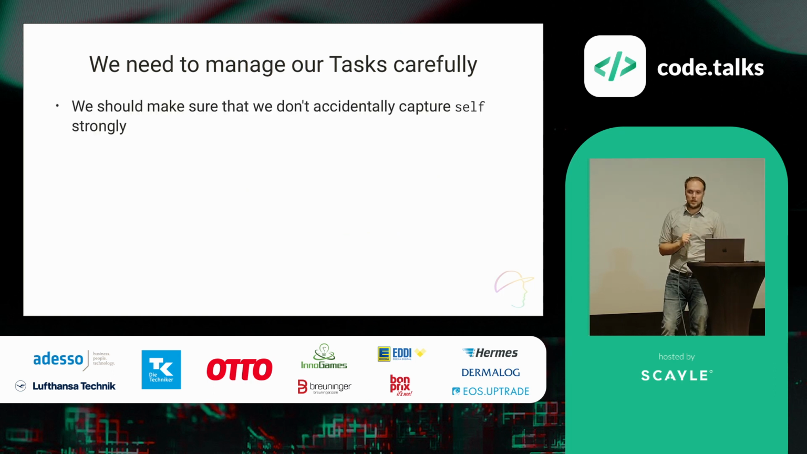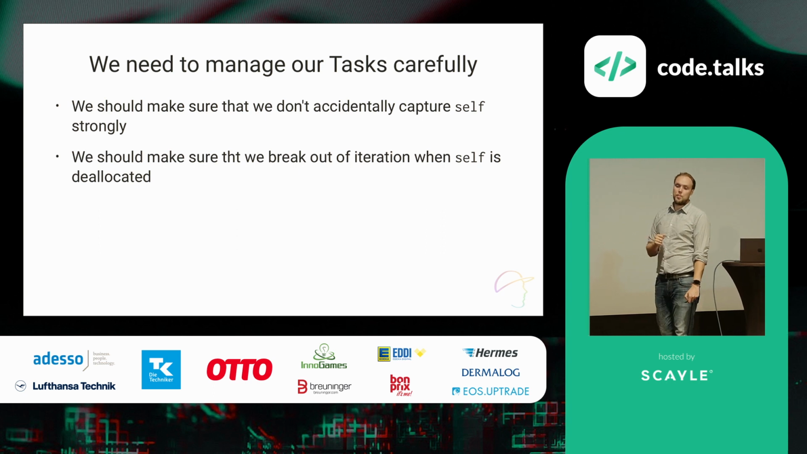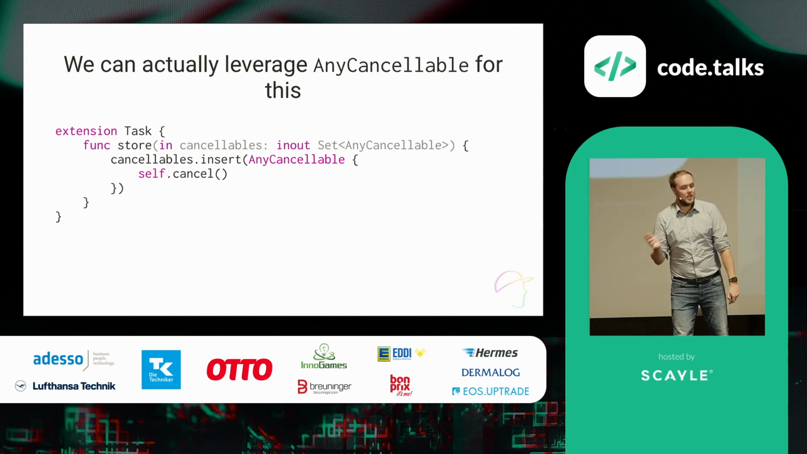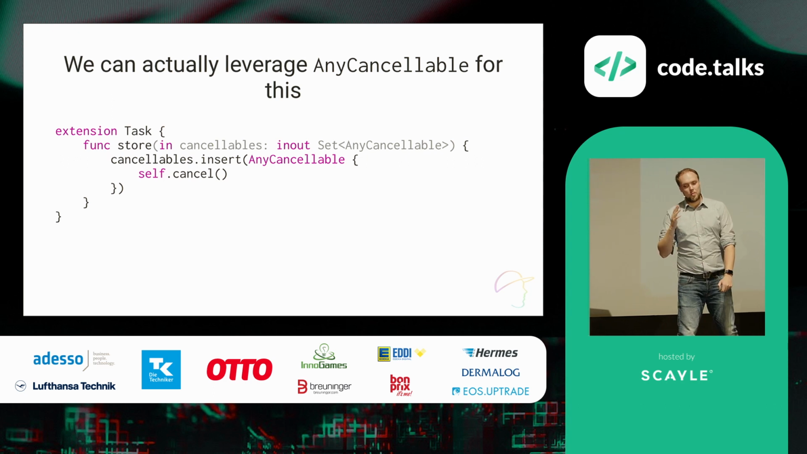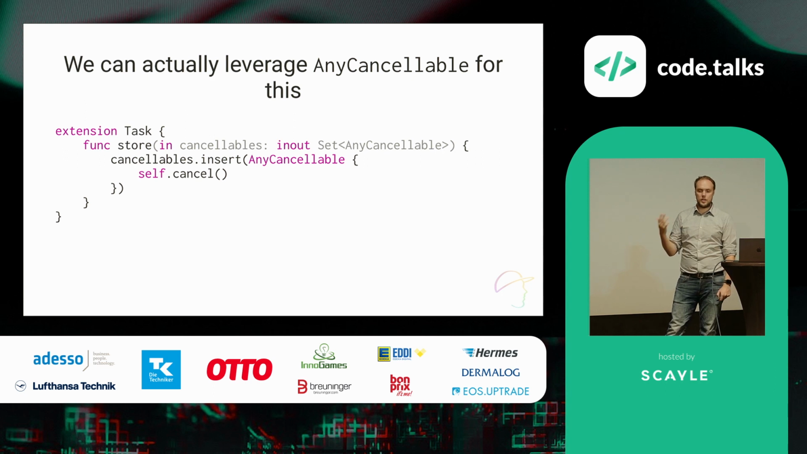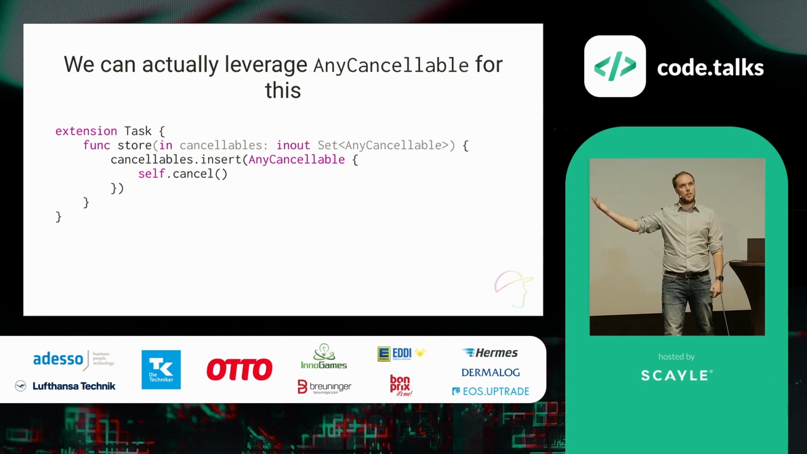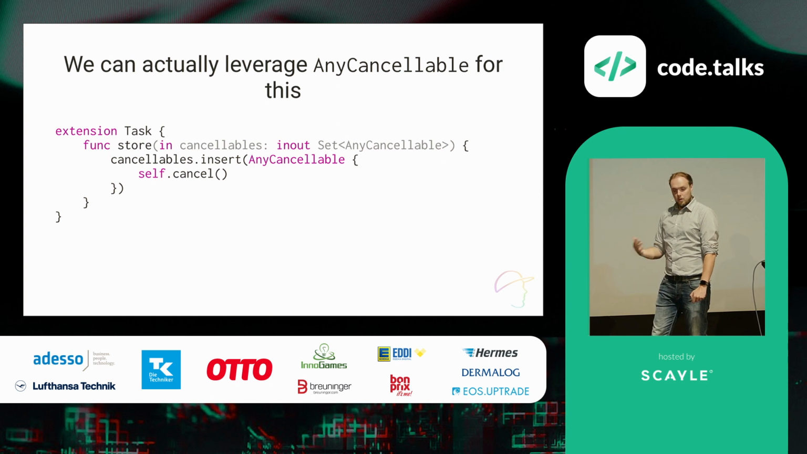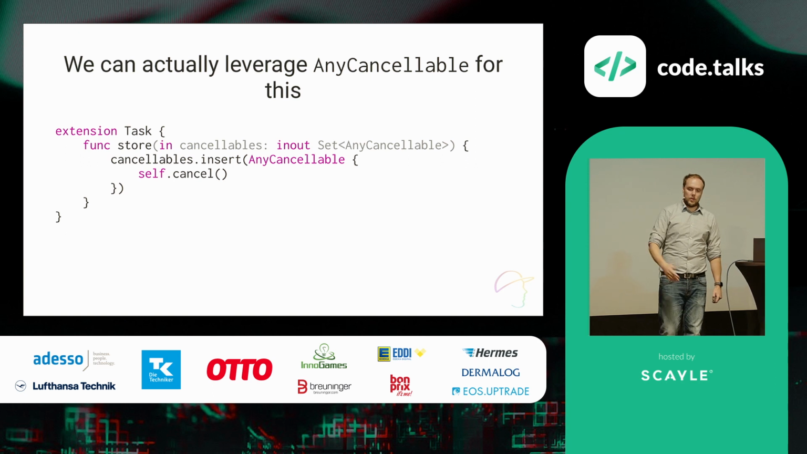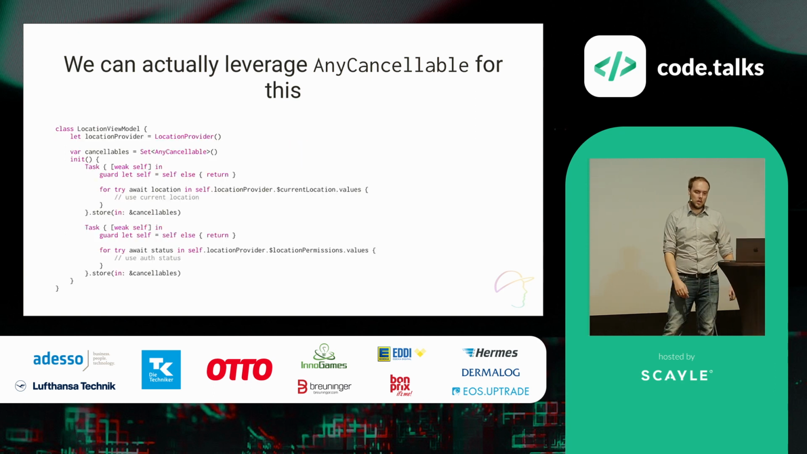And we should make sure that we don't accidentally capture self strongly, and we should make sure that we break out of iteration when self is deallocated. I put this in as a bit of a joke, because there's multiple ways to do this, but we can use Combine to break out of our tasks. So we can put an extension on Task and say that we want to store our task in our set of AnyCancellables, just like where we put Combine subscriptions. We'll insert our AnyCancellable into the set that we were given, and we'll cancel self, the task, when we need to. So we can use that to break that retain cycle, and we end up with code that looks a little bit like this.